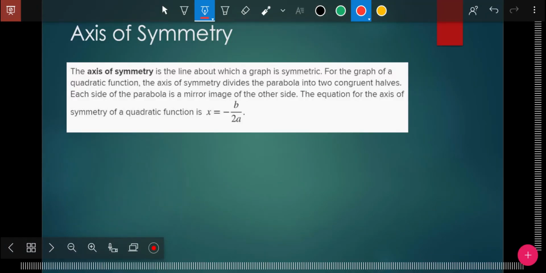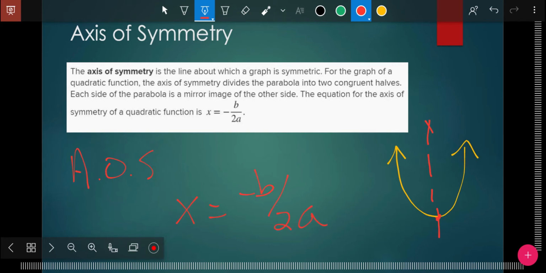Okay? And so the axis of symmetry is very important. If you think of the parabola or U shape, the axis of symmetry is the line that splits it right down the middle, so it's equal on the left and right sides. And so we've got to start by finding that. The axis of symmetry is from the equation negative b over 2a. And so you want to have x equals negative b over 2a for the axis of symmetry.